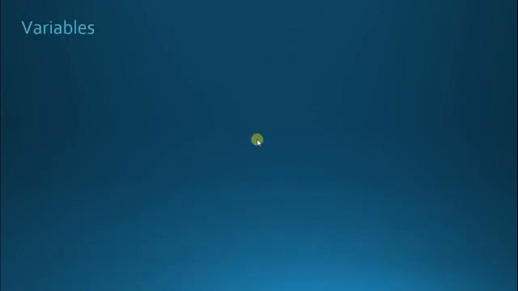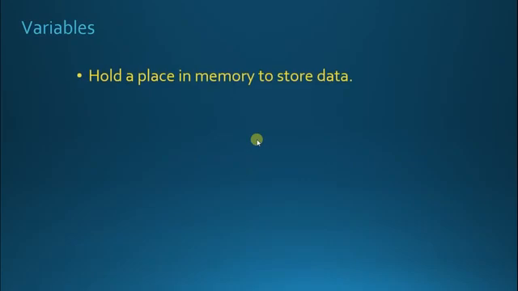Today we're going to be talking about variables. Now, variables hold a place in memory to store your data. Unlike when we were storing data in tables in Access, when you're holding data in a variable, that's only going to the memory of your computer. And because of that, the value in your variable is only going to be accessible while the application is open, and it's only going to be available to the application.